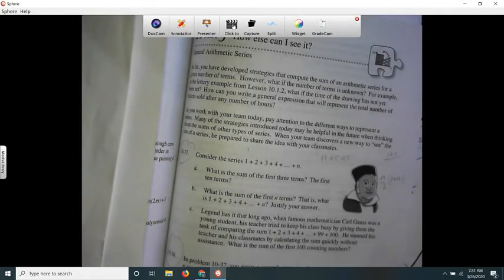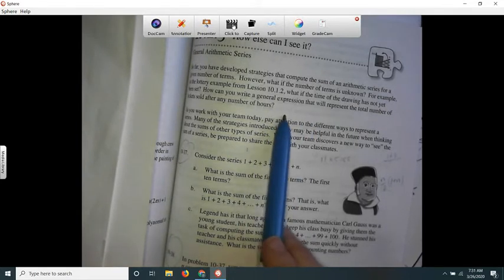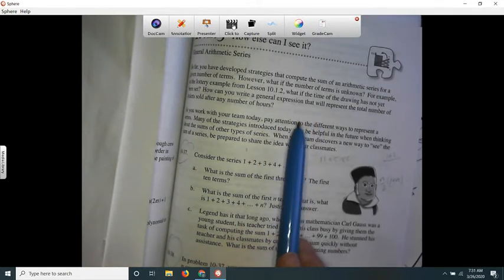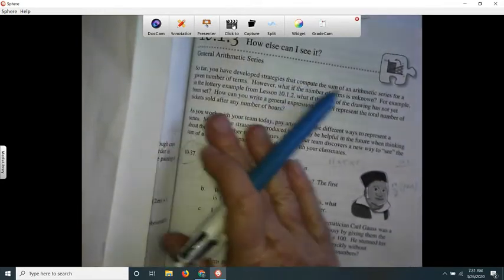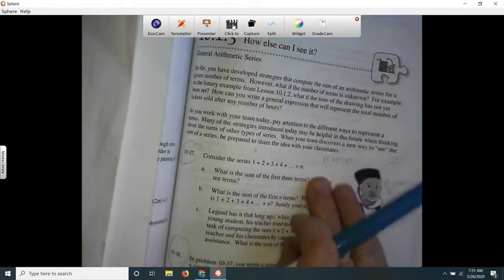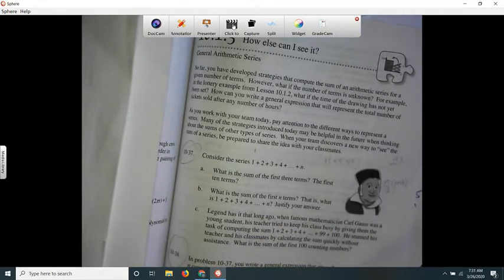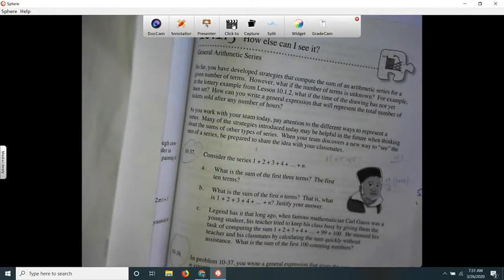Well, I think I've already been kind of telling you guys that it's n over 2 times the first term plus the last term. And if you were working in your teams together, you would be kind of discovering that on your own. Since you're not able to work in your teams right now, I'm kind of showing it to you.